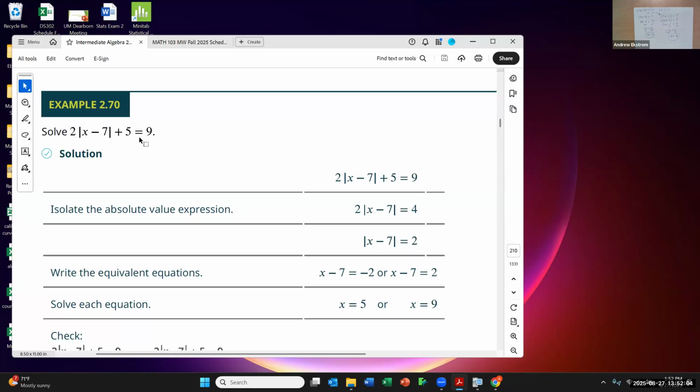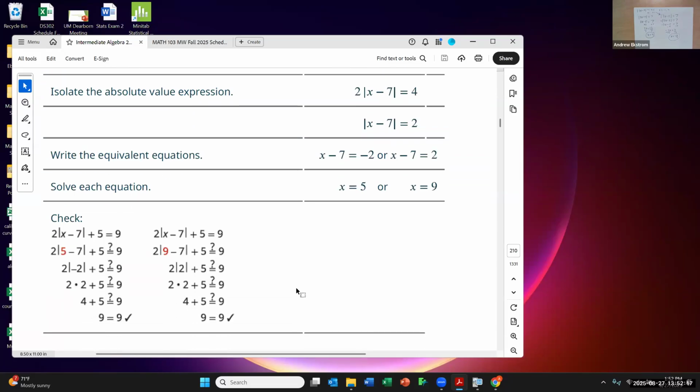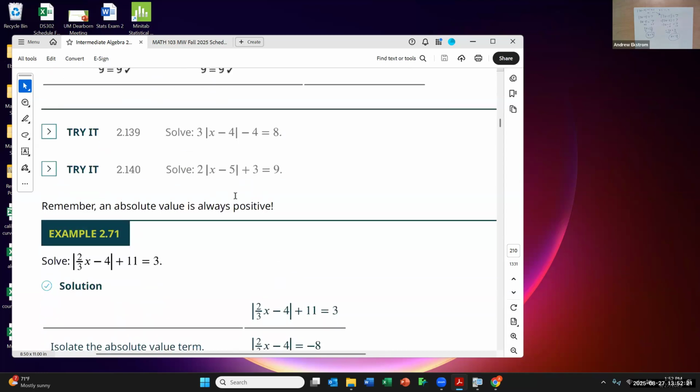So here, subtract 5 from both sides, divide both sides by 2. And if you look at what they're doing, they're actually putting the negative on the other side. It's another way of trying to do it. So let's try doing it their way real quick. We'll look at this problem right here.